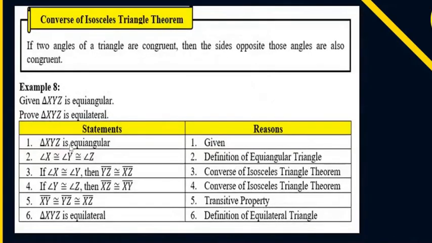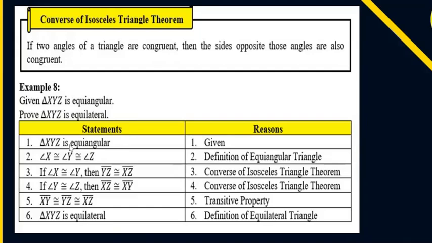Converse of the isosceles triangle theorem. If two angles of a triangle are congruent, then the sides opposite those angles are also congruent. Example number 8: we are given that triangle XYZ is equiangular. Prove that triangle XYZ is equilateral.